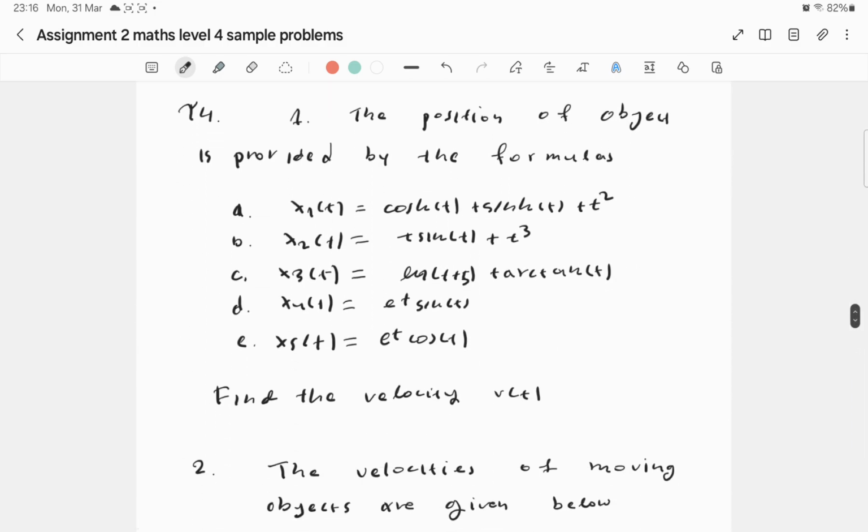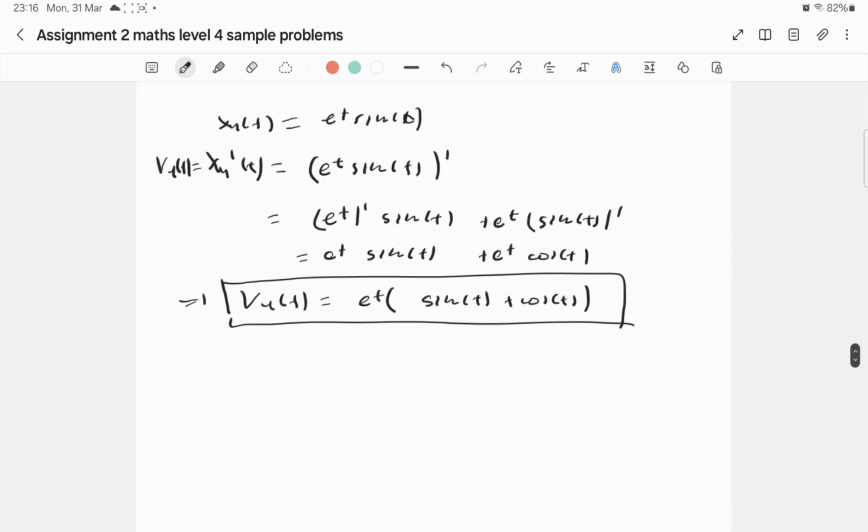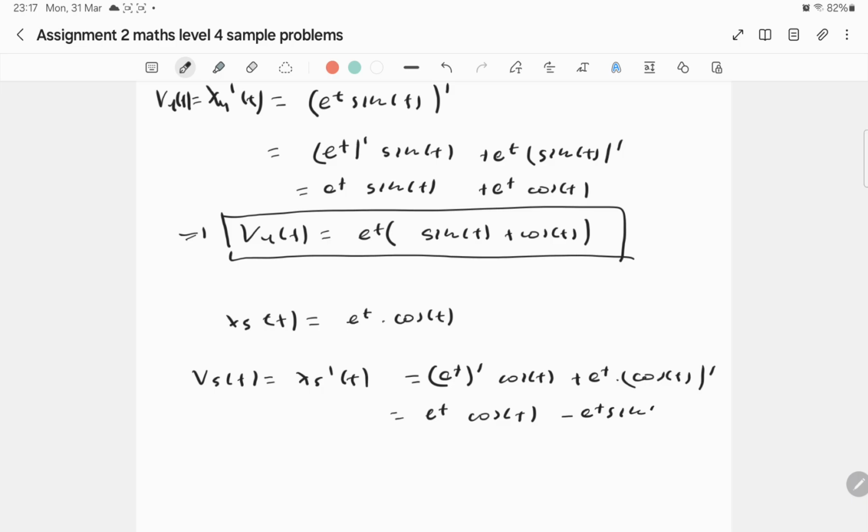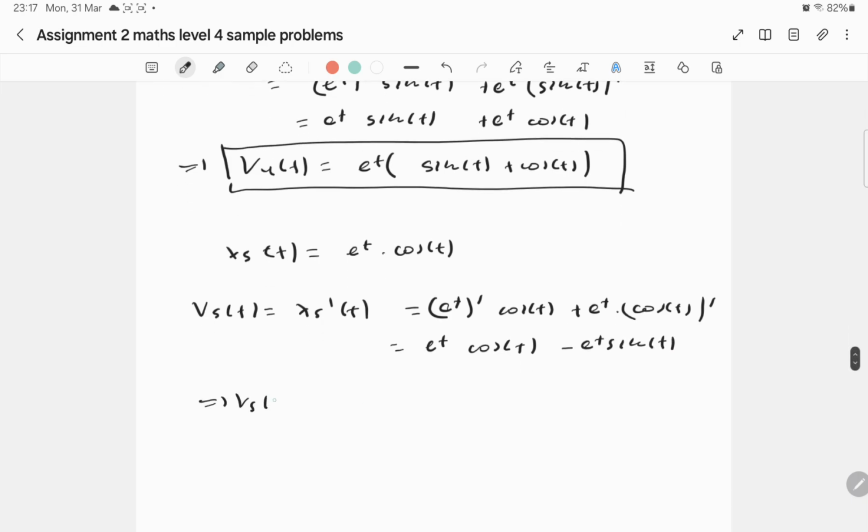And x5 of t is e to the power of t cos t. So the velocity is the derivative of the position with respect to time, the derivative of the first function times the second function plus the first function times the derivative of the second function, e to the power of t times the derivative of cos, which is minus sine, so minus e to the power of t sine t. And from here I have that the velocity is e to the power of t times cos t minus sine t.